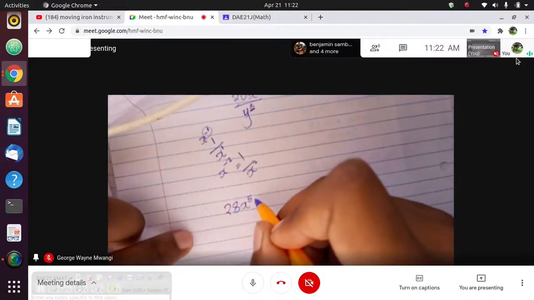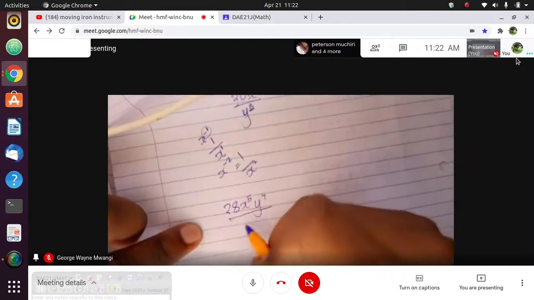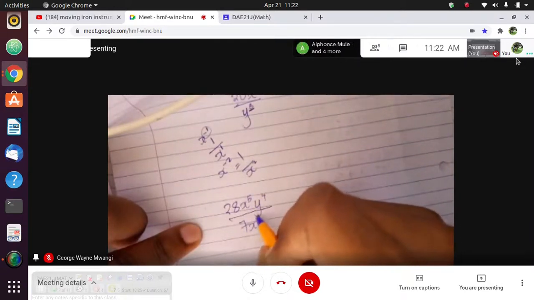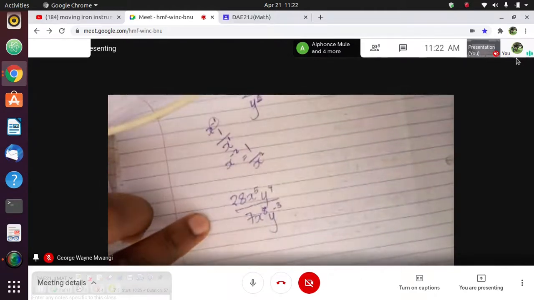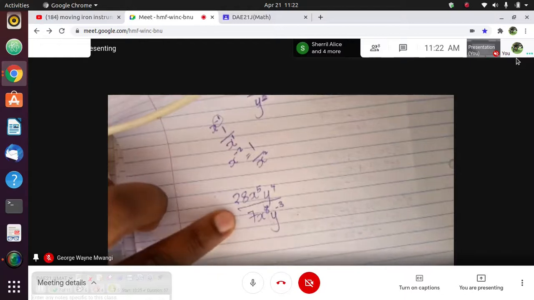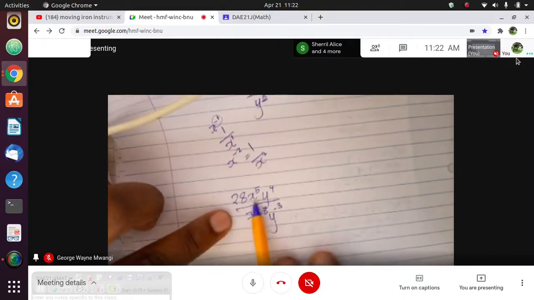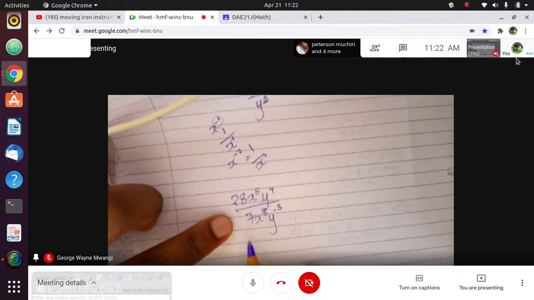Now 28x raised to power 5 y raised to power 4 over 7x raised to power 8 y raised to power negative 3. Let us simplify that algebraic expression. Remember the laws of indices. When you have two numbers raised to a power and you divide them, it is the same as writing that variable, and you take the powers and you subtract them.